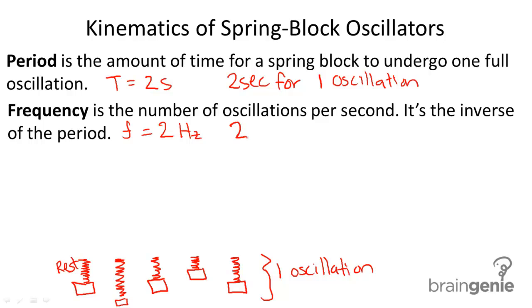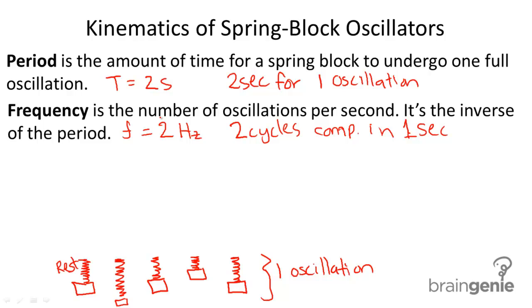It means 2 cycles complete in 1 second. Okay, so it's completely different. 2 hertz means 2 cycles complete in 1 second. 4 hertz means 4 cycles in 1 second, etc.